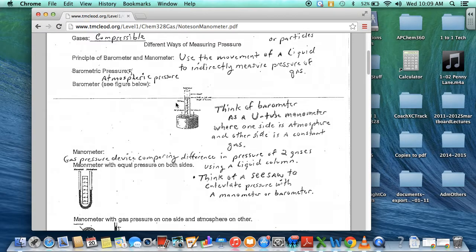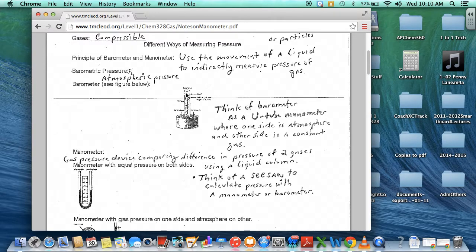Now, how is a barometer different? Well, in a barometer, you don't have one of the sides. The liquid level, this liquid here, goes all the way up to here, and there's a gas contained in here. So you can think of a barometer as a U-tube manometer where one side of the barometer, which is over here, is the atmospheric pressure pushing down. Therefore, this side of the liquid is pushing up on this gas, and this gas is contained in here.